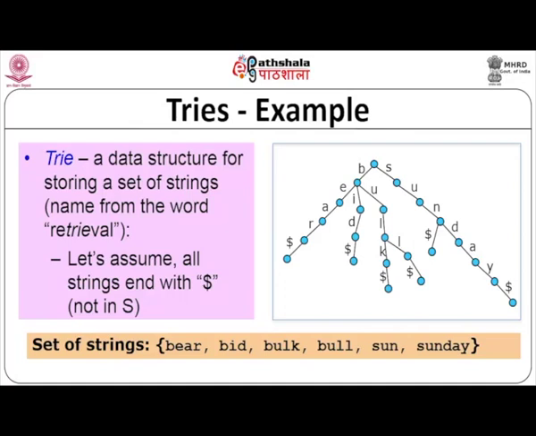Now, let us go back to BE, BI and BU. After BE you have EAR and dollar, then IED and dollar, then U. If you look at bulk and bull, up to bul they are common, after that you have L and K coming separately, and then the dollar sign. This is a typical example of a trie where the dollar sign indicates the end of the word. If you do not put the dollar sign after sun, you do not know that sun is a valid word. That is why you have the dollar there.